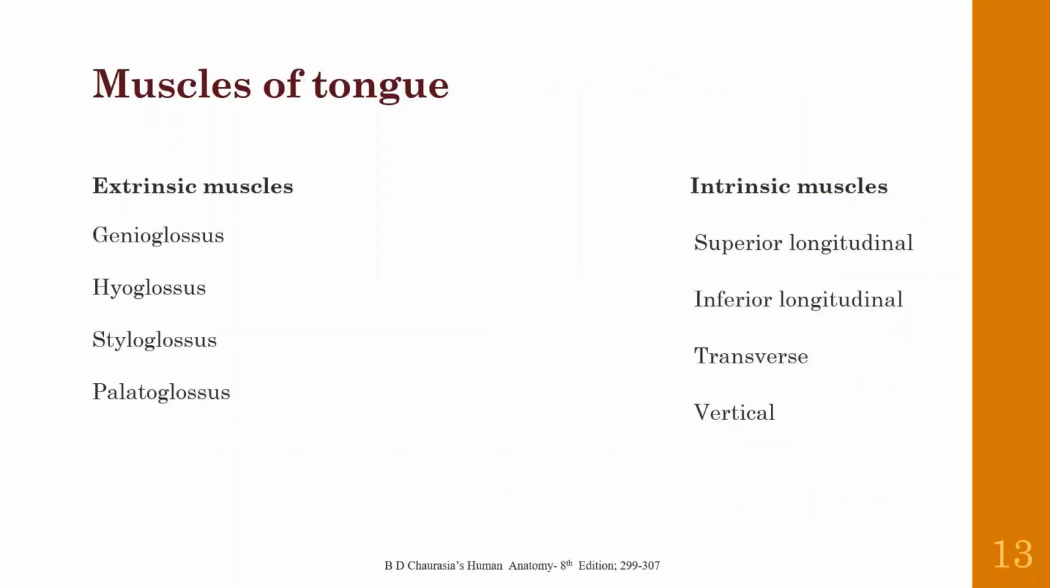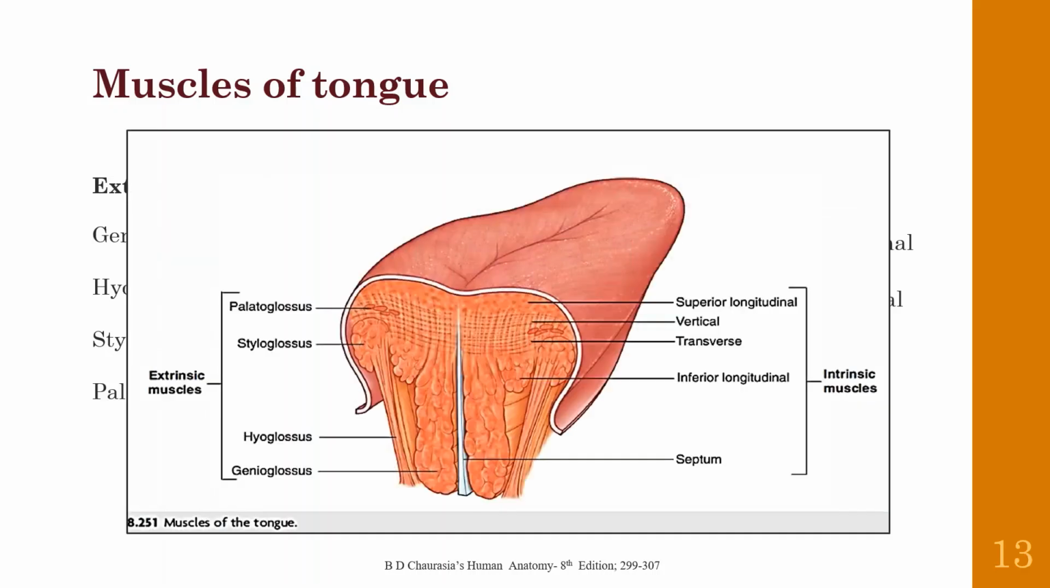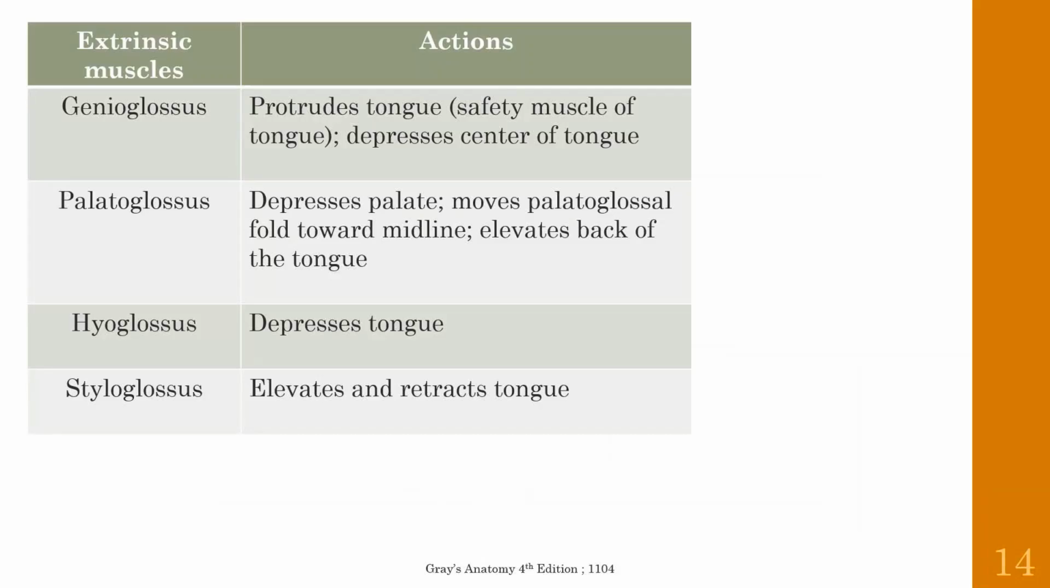The muscles of the tongue form the bulk of the tongue. The tongue is divided into right and left halves by the septum. That means all muscles are paired. The extrinsic muscles originate from structures outside the tongue and insert into the tongue. They cause protrusion, retraction, depression, and elevation. Intrinsic muscles originate and insert within the substance of the tongue, causing lengthening, shortening, curling, and uncurling of the tongue. Extrinsic muscles.